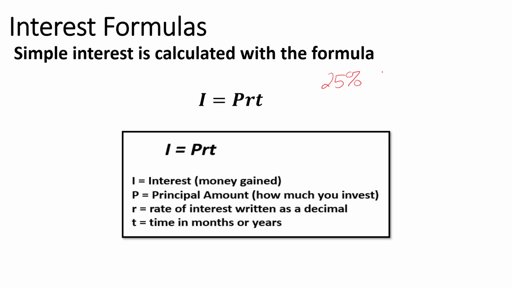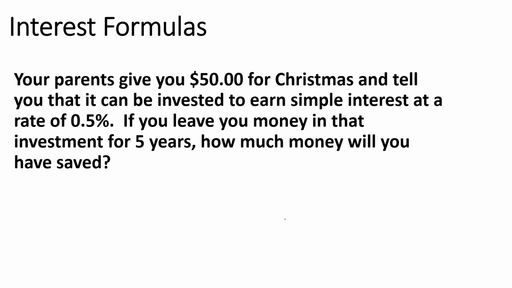25% and you want to change that to a decimal, you simply move the decimal over 2 places. So 25% would be 0.25. Yes, I do want to see the 0. Anytime you have a decimal, I want to see a number 0 in front of it so that I know that you're giving me the number 0.25. T is the amount of time in months or years. Now, typically, you're going to see it in years.